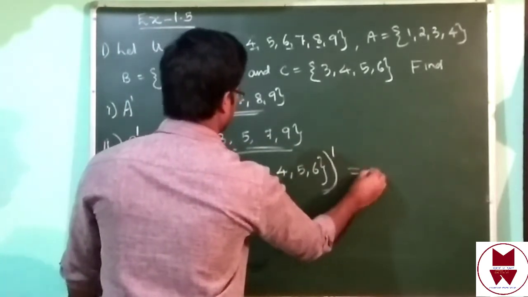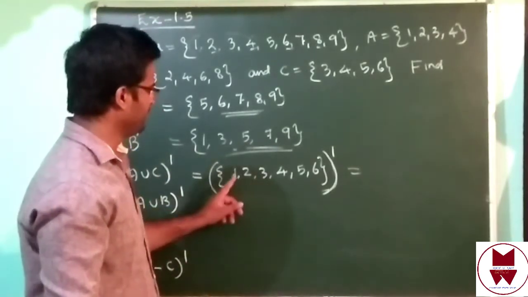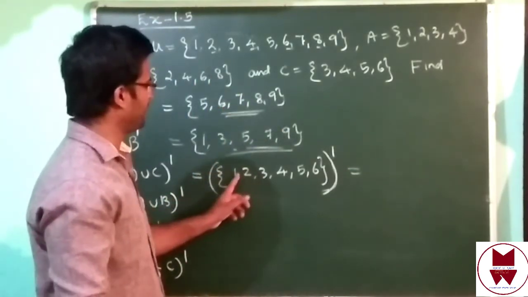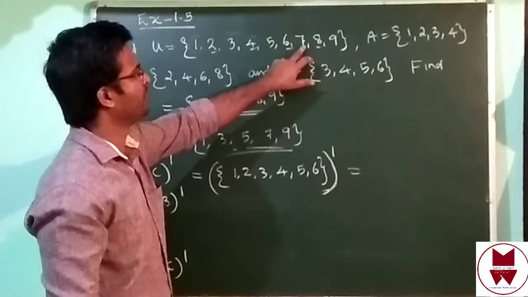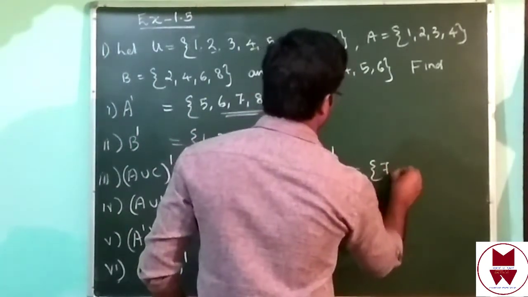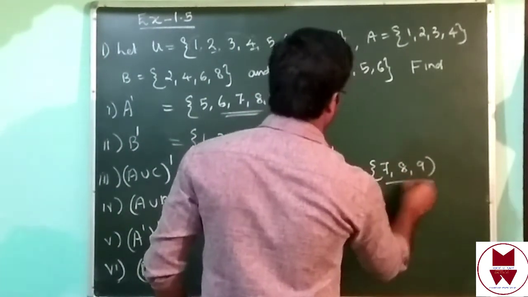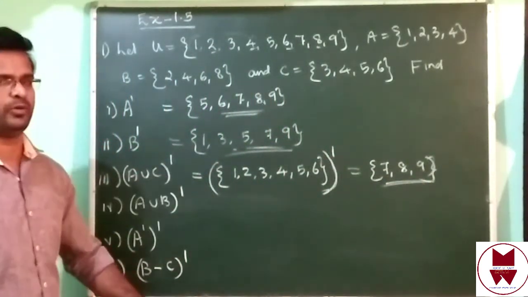When you take the complement of this set, that means from the universal set delete 1, 2, 3, 4, 5, 6. Up to 6, just delete. Then remaining 7, 8, 9. Set {7, 8, 9}. That is our answer for (A union C) all complement.